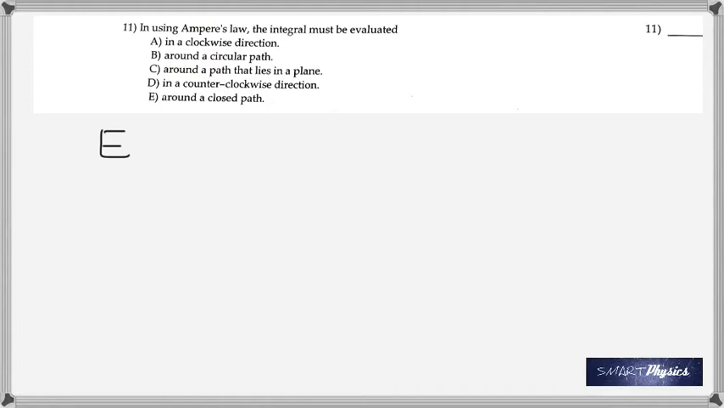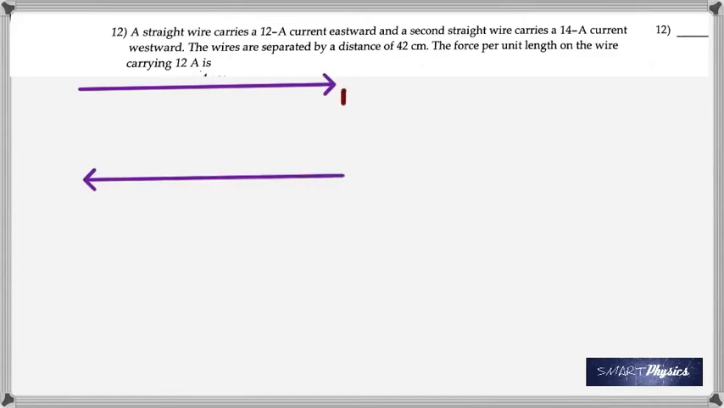And here, in using Ampere's law, the integral must be evaluated around a closed path. Yes, around a closed path. Brings us to 12. A straight wire carries a 12 amp current eastward, and a second one carries a current of 14 amperes west. Wires are separated by 42 centimeters. Find the force per unit length on the wire. So unit length means the length is 1 meter.